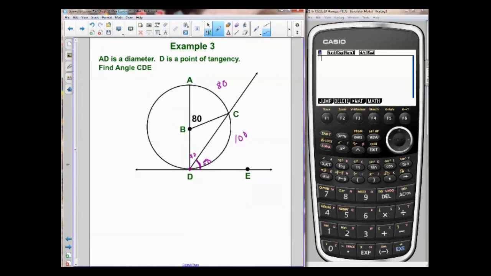Okay, so that is it for this one, and just remember the definitions. Central angles are equal to their arcs. An inscribed angle, which means the vertex is on the circle, is going to be half the arc that it subtends. That is it.